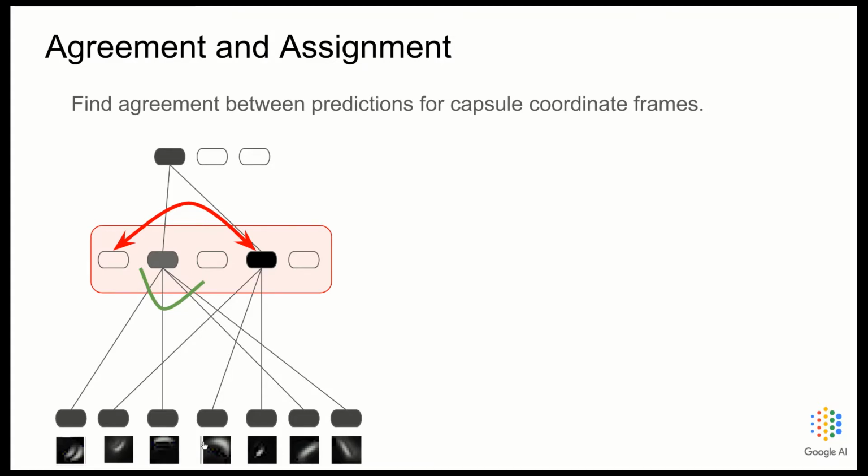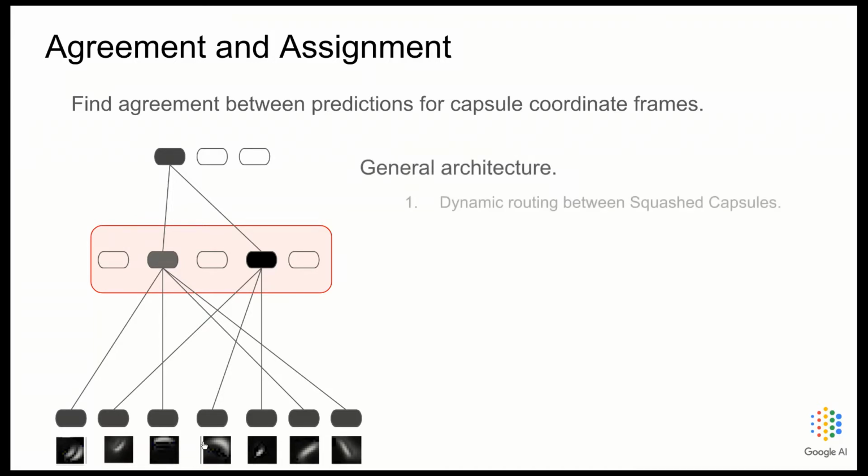In what follows, I will be discussing 3 approaches to finding agreements and assignments between capsules. These will be using dot products, expectation maximization, and mixture models. But before that, I will give a general architecture.